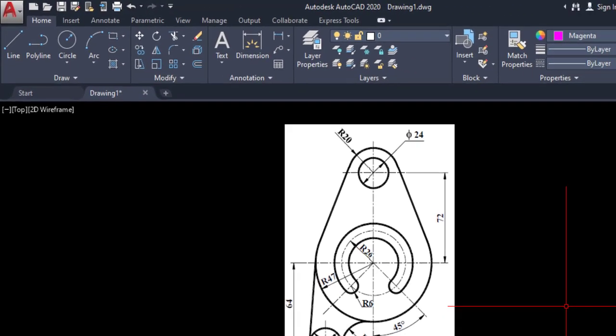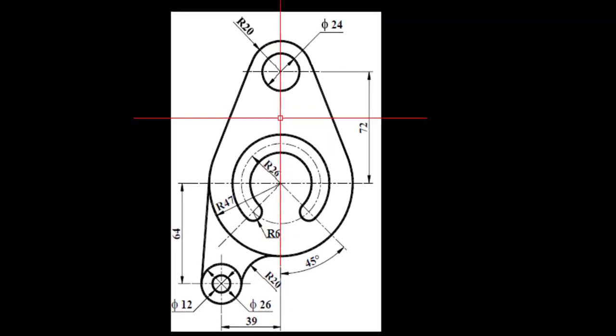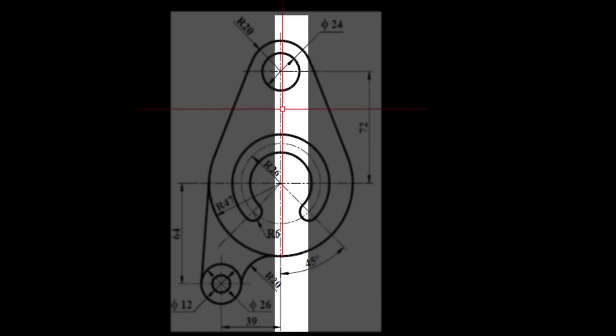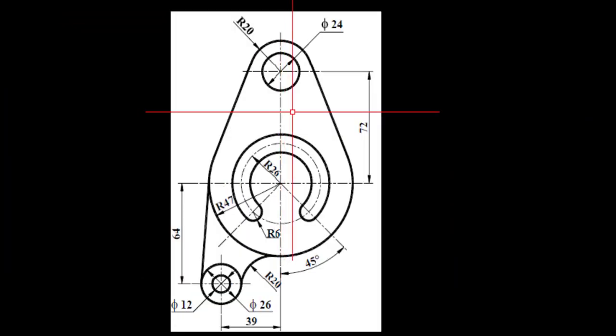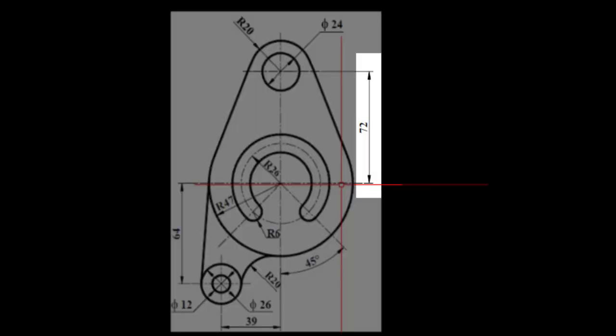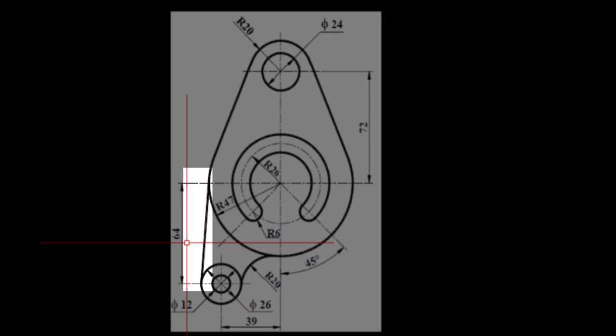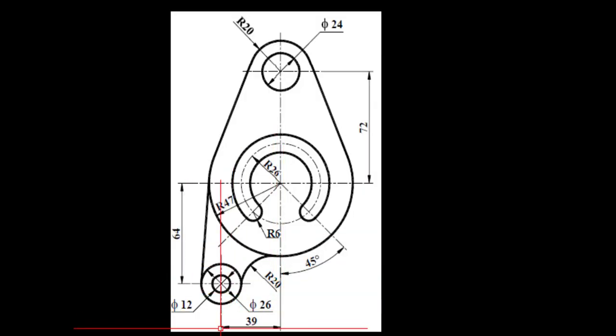Before that, we have to find out where the reference lines are. Here, we have a reference line in the middle of this object. Next, this line and this line. The spacing is 72. And also, from here to here, 64. From the left side, 39. Likewise, we have to prepare the reference lines, then we can draw the drawing easily.